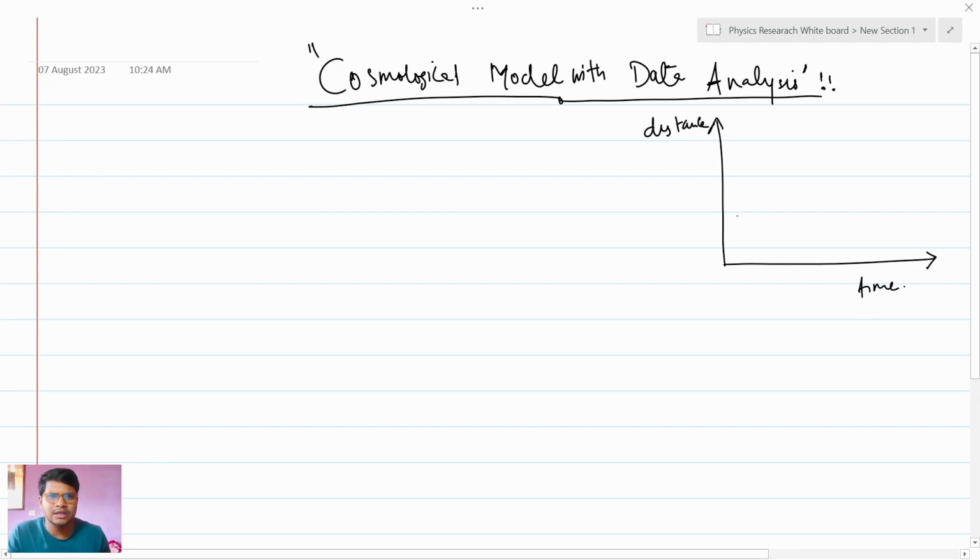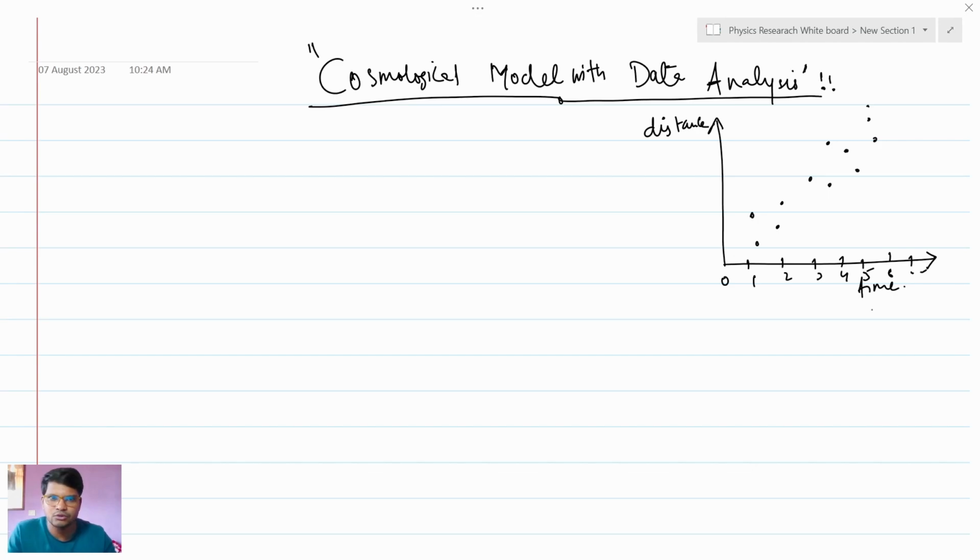Suppose that somebody has done an analysis and got a few data points with time. Let us say time is starting from 0, 1, 2, 3, 4, and they have measured the distance and so on. From this, they try to understand what could be the relationship between distance and time. Before that, they did not have any idea what the relationship is. They just measured the distances, but they don't know how distance is correlated with time. So now there are a few scattered data points.